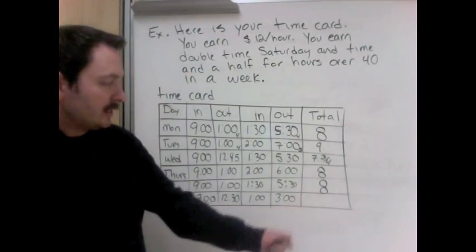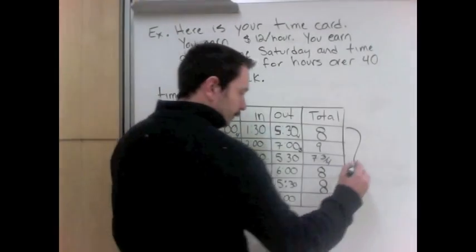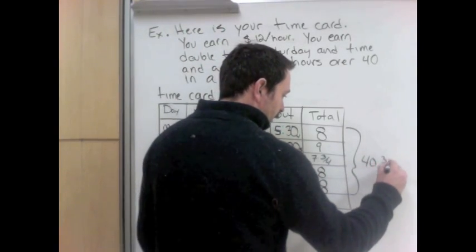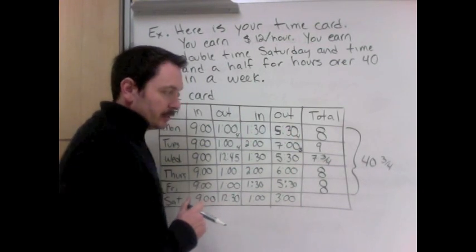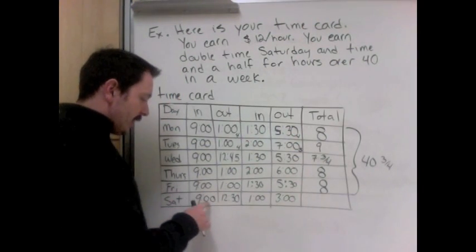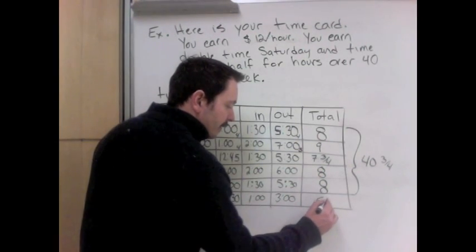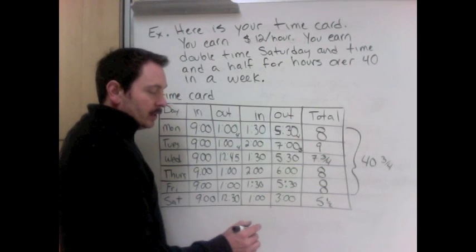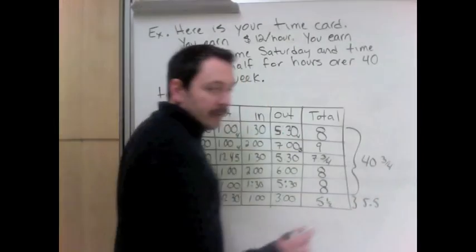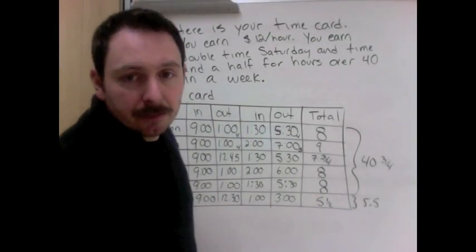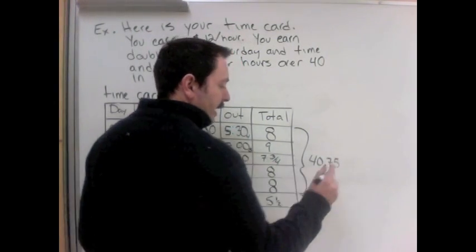So in our regular days here, if we add these up, you worked 40 and 3/4 hours. And then on Saturday, you worked 3.5 hours, and then 2 more, so you worked 5.5 hours. To make things easier for the math here, we'll also turn 3/4 into a decimal. 3 divided by 4 is 0.75.